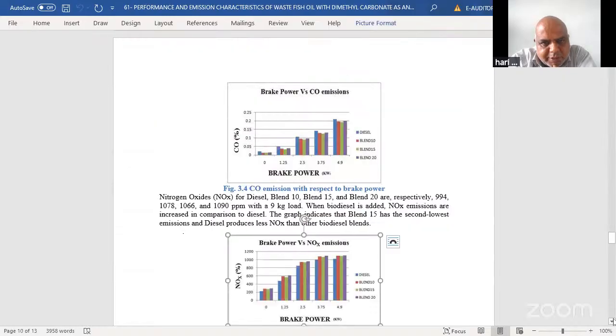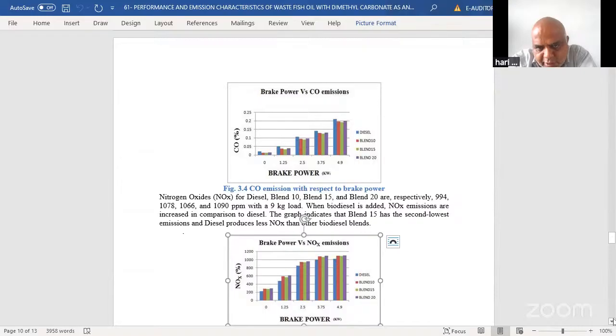Next, CO emissions. When you go to the CO emissions, they will be similar to HC emissions, because since more oxygen is present, it leads to better combustion of the fuel, that leads to complete combustion of the carbon. Therefore, the CO percentage trend goes on reducing. With respect to brake power, all the emissions go on increasing, because a high brake power takes a high amount of fuel. When a high amount of fuel is there, a high amount of biodiesel and oxygenate compounds will be there.